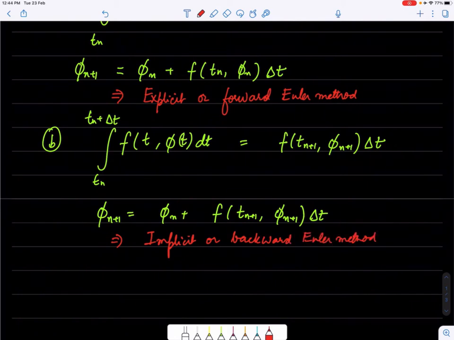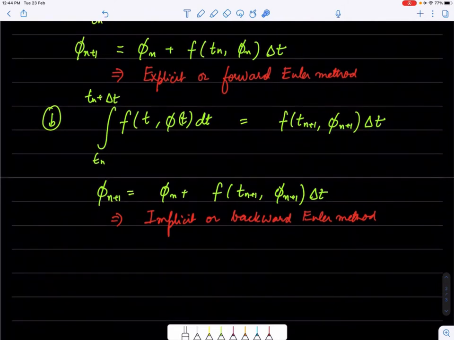It's implicit because to calculate phi n plus 1, I have an equation which itself depends on phi n plus 1, and which may not be a simple equation where I could rearrange to get phi n plus 1 on one side altogether. So it's an implicit proposal to solve this equation.